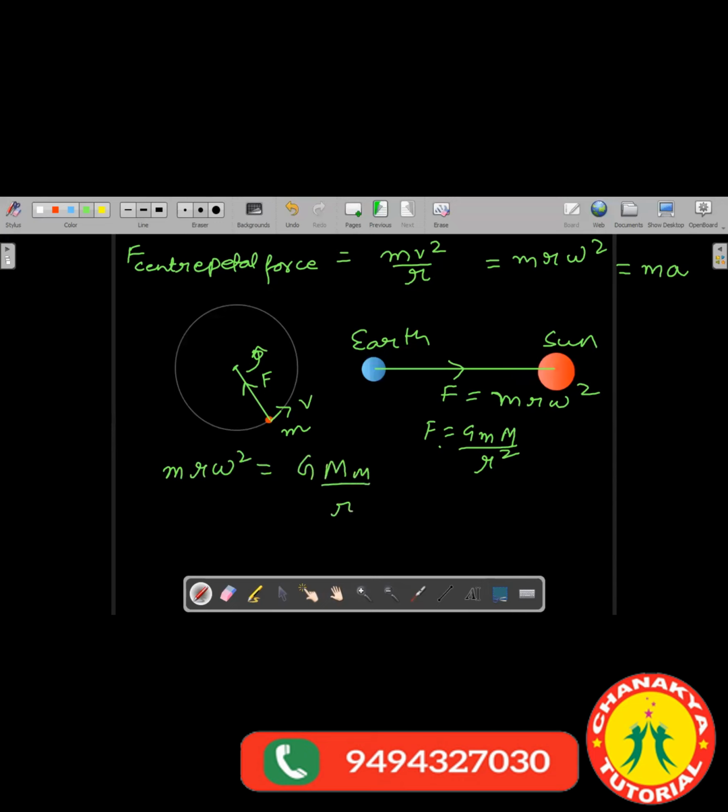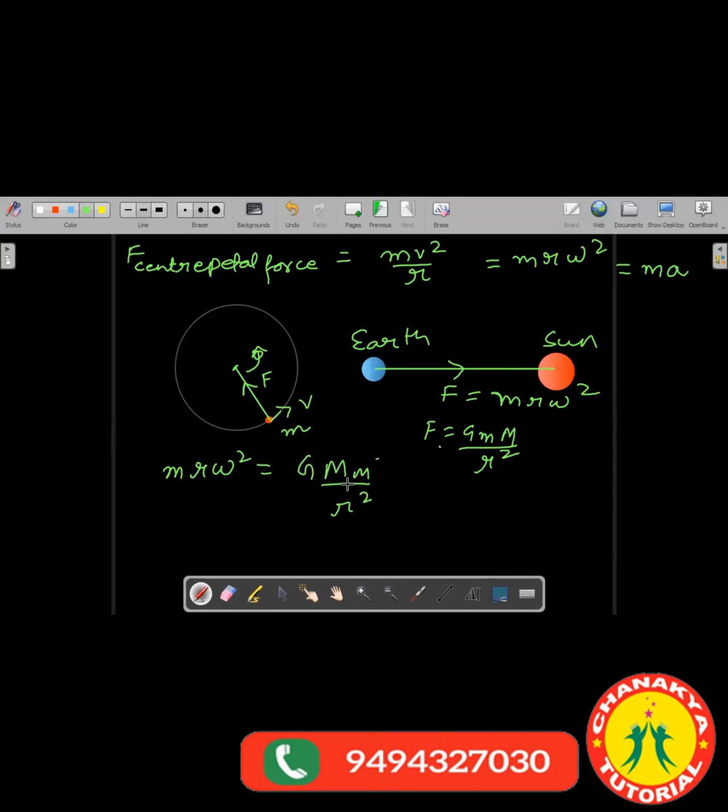There is no other force that is acting between them. This m is the mass of the Earth, so that gets cancelled. You have G and M are constant, and since you get here r cubed will be equal to GM by omega squared. If you put the value of omega, we get the value of omega as 2 pi by T. So from here you can obtain the relationship. You can get r cubed will be equal to GM over 4 pi squared, times T squared. So G and M are constants.